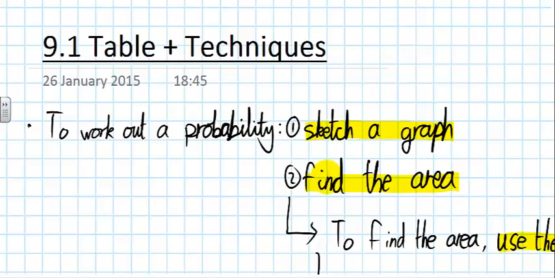This is section 9.1 of the Normal Distribution Chapter 9 chapter. In this section, we will learn exactly what the table tells us and the techniques needed to use the table effectively to work out the answer to the different types of questions you will get.